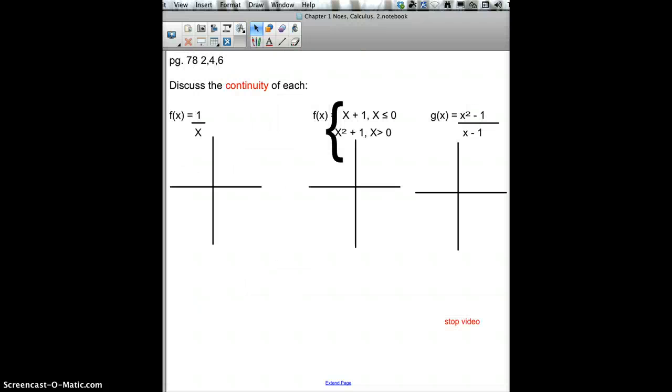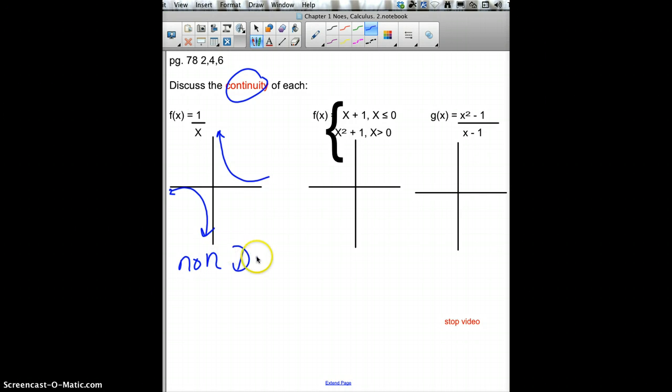So moving on to the next page, and I only have about 3 more minutes, so I'll go as fast as I can in the time given. It says, discuss the continuity of each. Well, the graph of 1 over x looks like this. So there is no way I can redefine this. I would say I have a non-removable discontinuity at x equals 0, or sometimes this is called an infinite discontinuity.